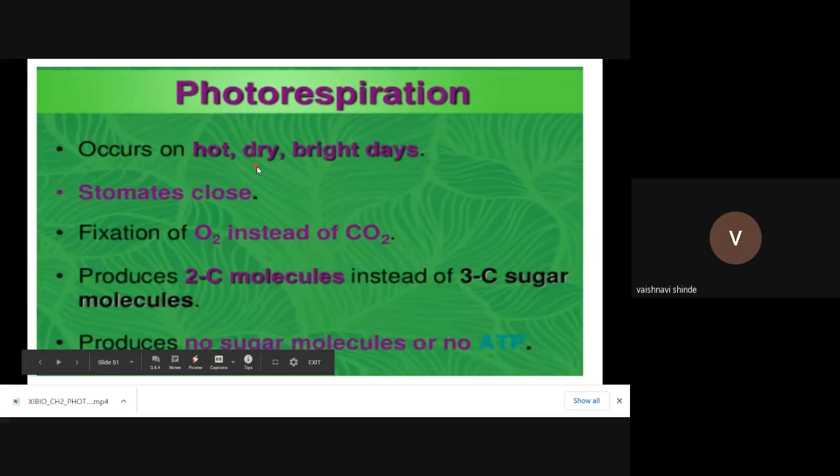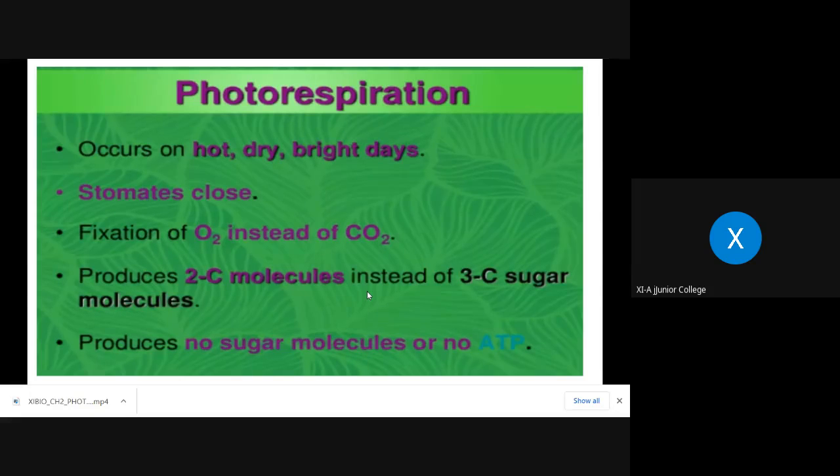Yes, ma'am. Okay. Now we'll start with photorespiration as I told you just now. And also yesterday I mentioned that photorespiration occurs on hot, dry and bright days. In those plants, stomata remain closed and fixation of oxygen takes place instead of CO2 in the process of photorespiration, whereas it produces two carbon molecules instead of three carbon. And there is no formation of sugar molecule or ATP when the plants show photorespiration.